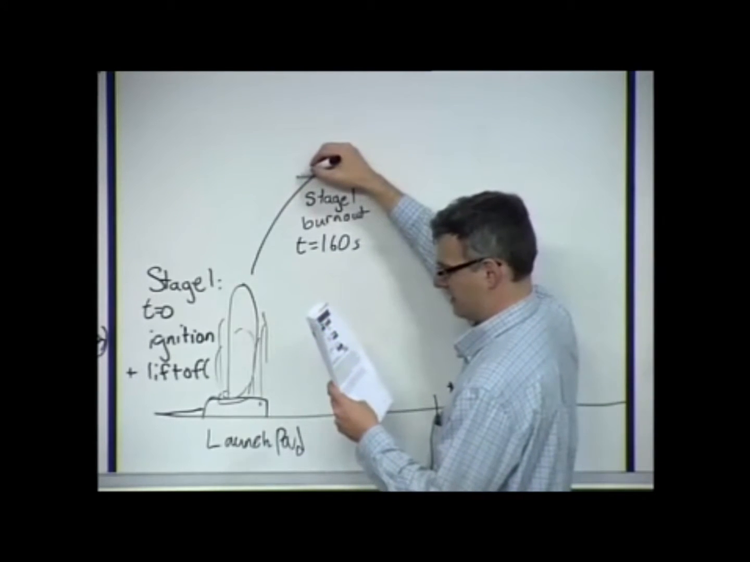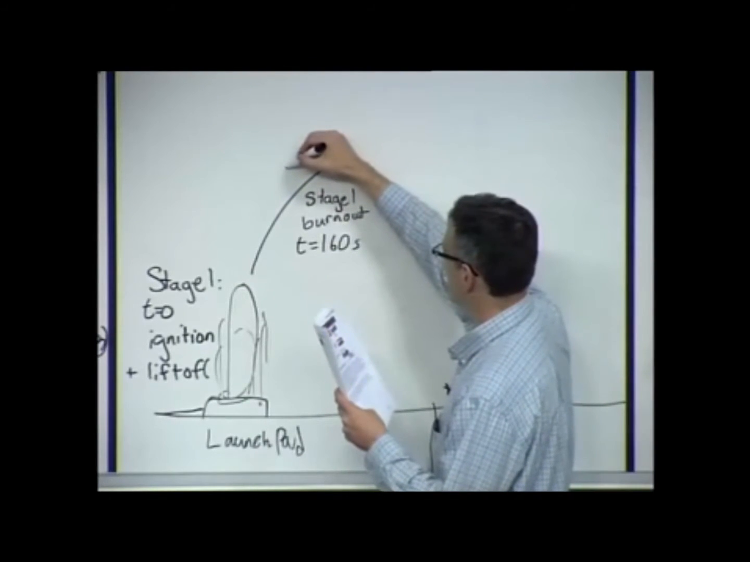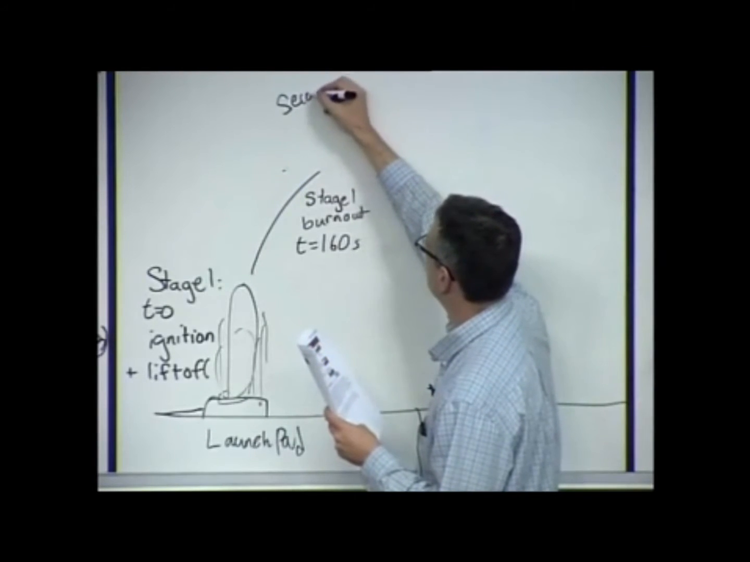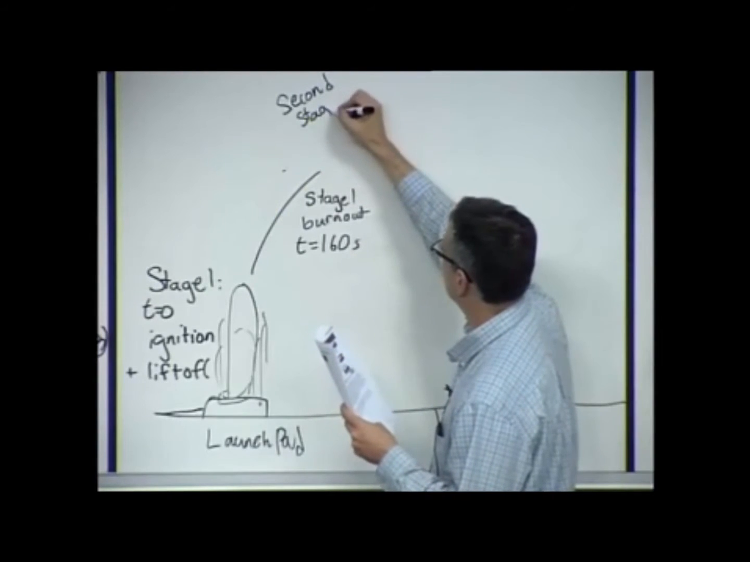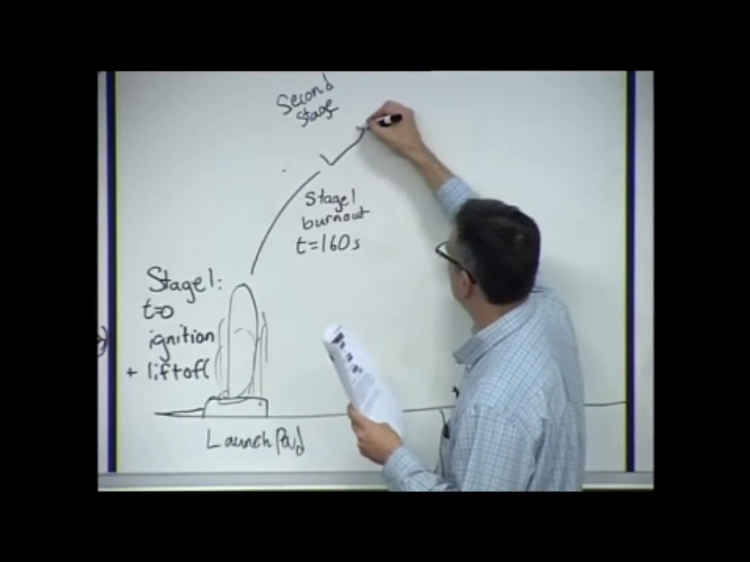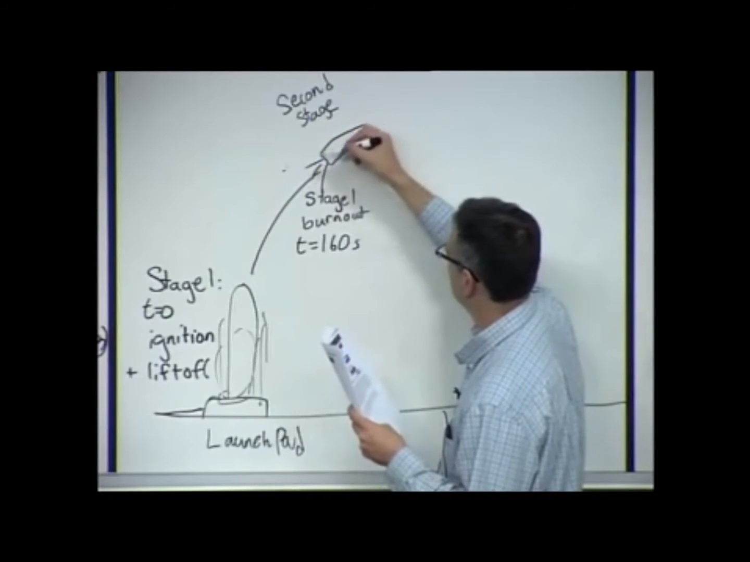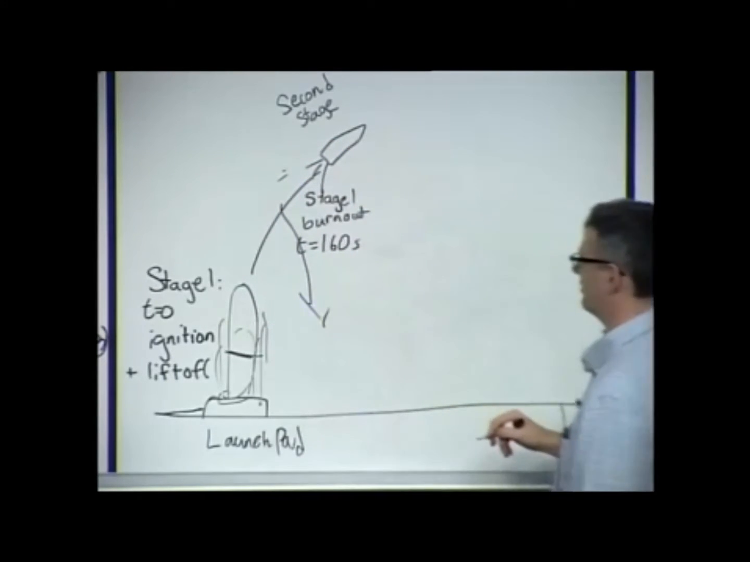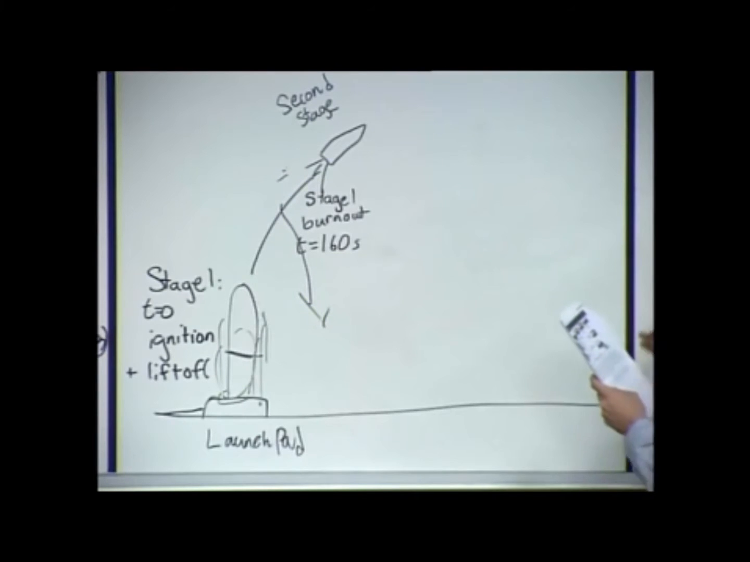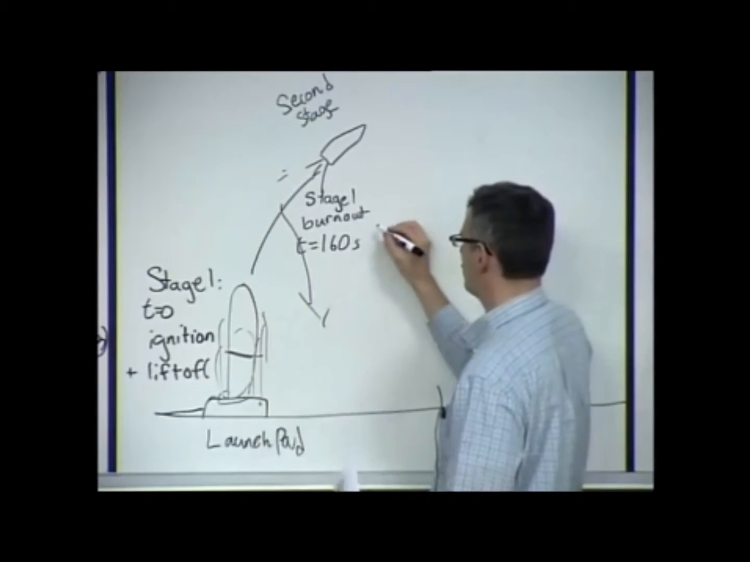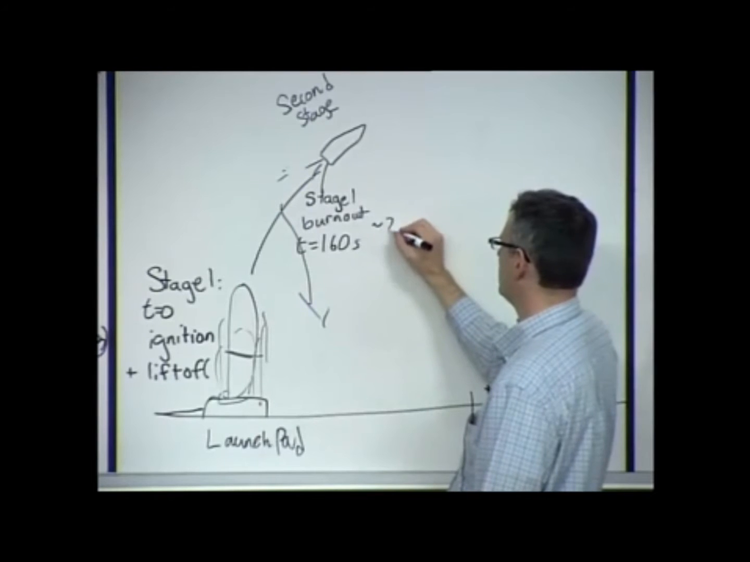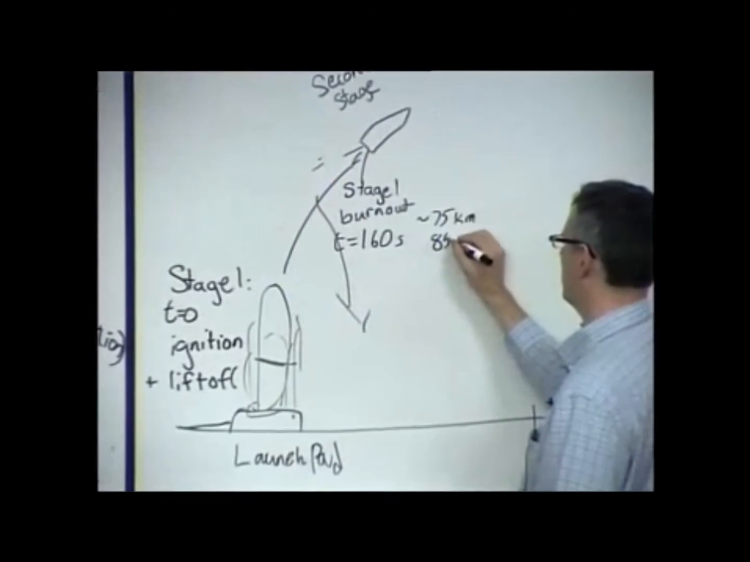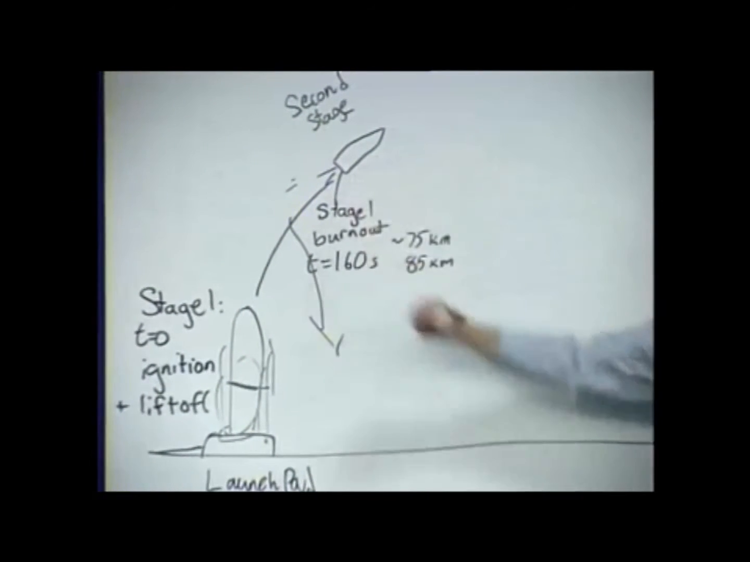And then, shortly thereafter, you get separation. So the second stage starts to go active, and the bottom part, the first stage, kind of falls back to Earth. And at this point of burnout, you're somewhere between 75 and 85 kilometers, roughly.